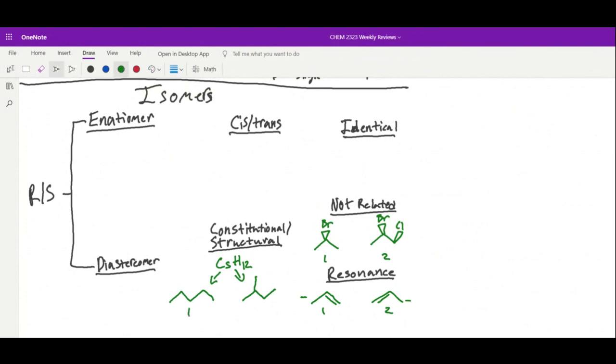So yeah, if structure 1 and structure 2 look like that, then it's going to be a constitutional or structural isomer. Now, cis and trans is going to be the other easy one to explain.